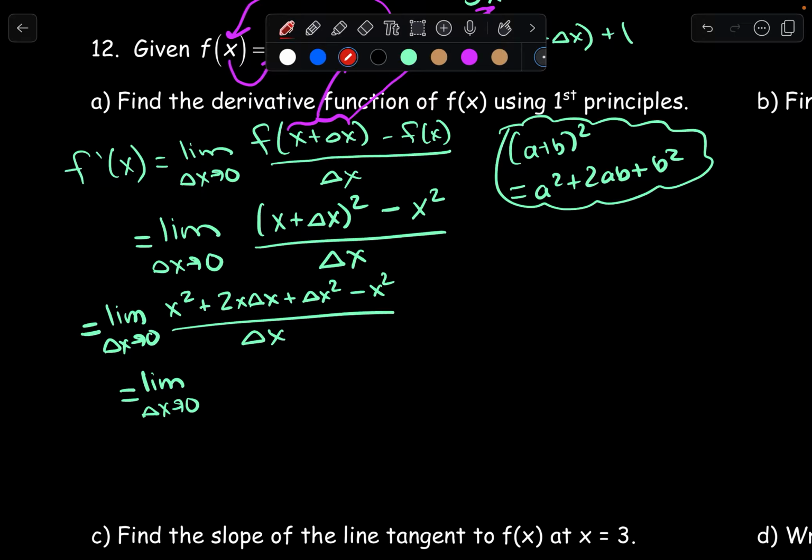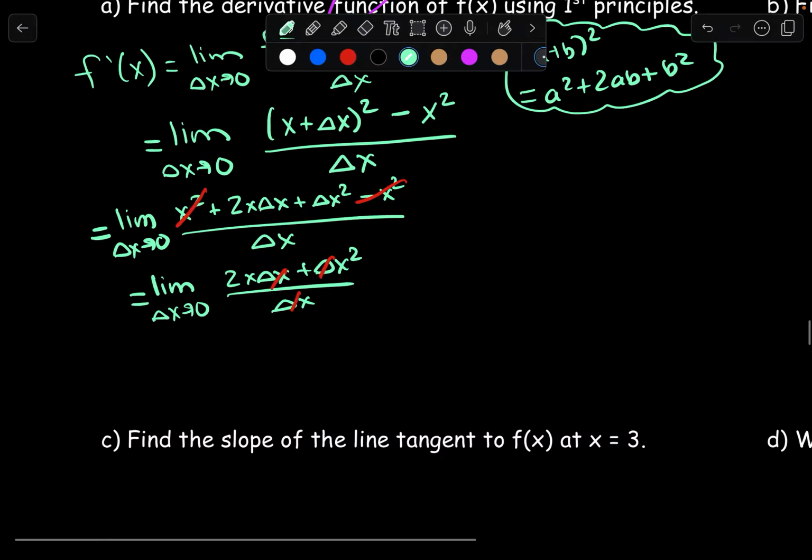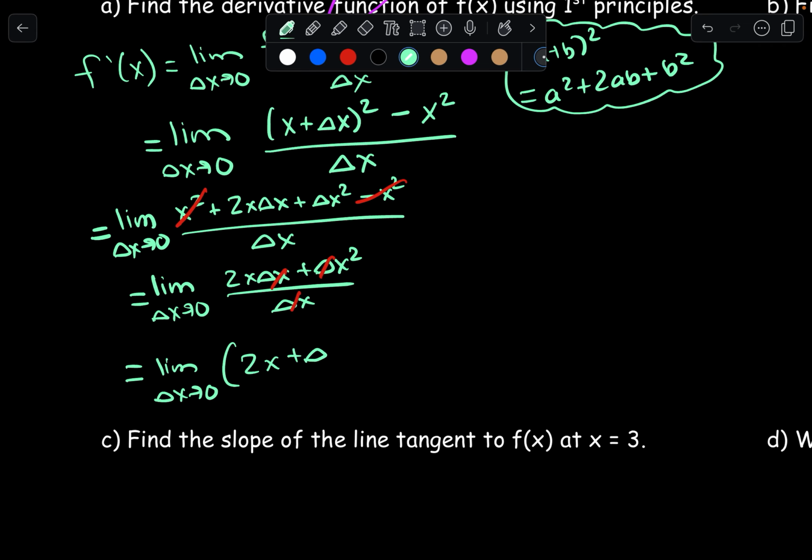All right, so we have the x squareds cancel out, and we are left with 2x delta x plus delta x squared divided by delta x. All right, so every single term has a delta x, so we can cancel out a delta x. Feel free to factor if you want to. The same thing will occur. So we have the limit as delta x approaches 0 of 2x plus delta x. So we had delta x squared, so we divided by 1 delta x, therefore 1 is left.